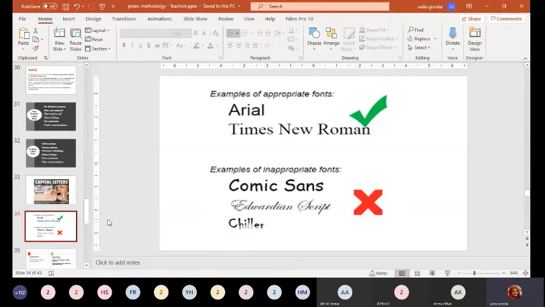Next, let's see some of the appropriate font styles, because somebody asked me in this chat box, ma'am, what is the most appropriate font style and font size when we are designing our PowerPoint? The most appropriate font styles are Arial and Times New Roman, because they are considered to be classical styles. So these are the most acceptable ones. But now you have more creative font styles also available.